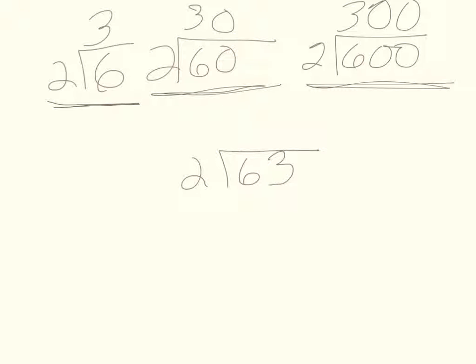But what if we didn't have 60? What if we had 63, as in this example? Well, we already know the answer's got to come close to 30, because 30 times 2 is going to give me 60. But 60 isn't big enough. You see, there's 3 left over.